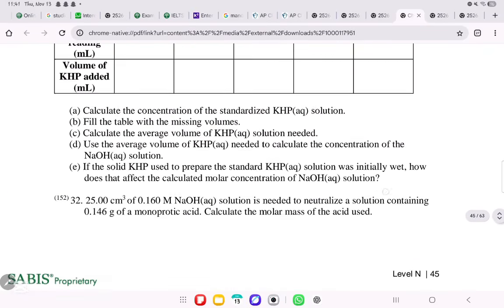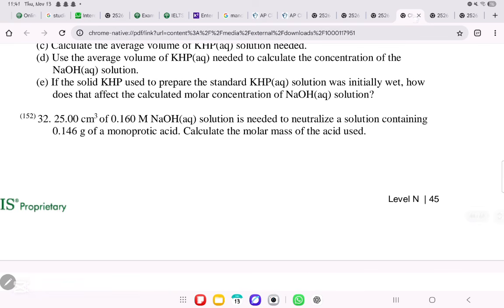Question number 32. 25 centimeter cubed of 0.160 NaOH solution is needed to neutralize a solution containing 0.146 gram of a monoprotic acid. Calculate the molar mass of the acid used.